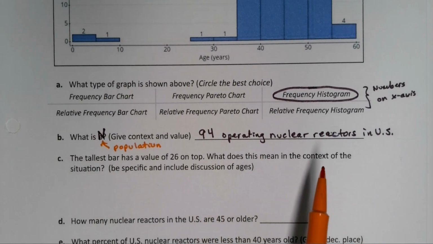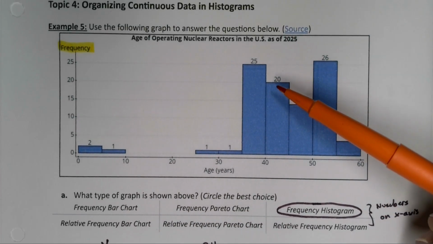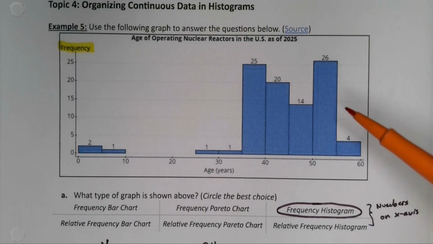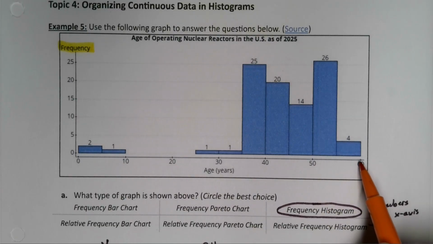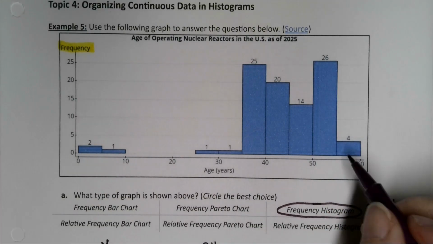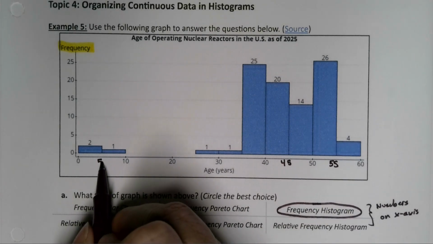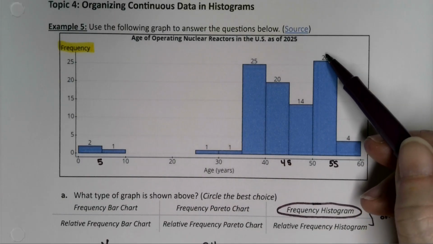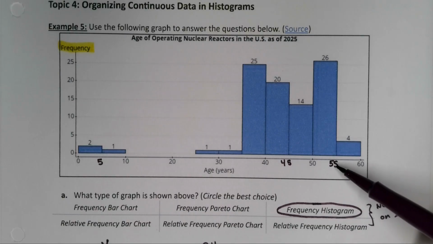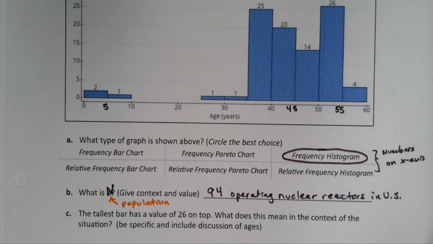All right, now the tallest bar has a value of 26 on top. What does this mean in the context of the situation? So let's go here and look. The tallest bar is 26, which is right over here. You can see that it starts at 50, and these are years. And this is 60, so this number in here must be 55, right? So this is 45 and so on. This is 5. So what's happening is that there are 26 reactors aged 50 to, not 55, since 55 is the start of the next bar. It's actually 54.9, or 54.